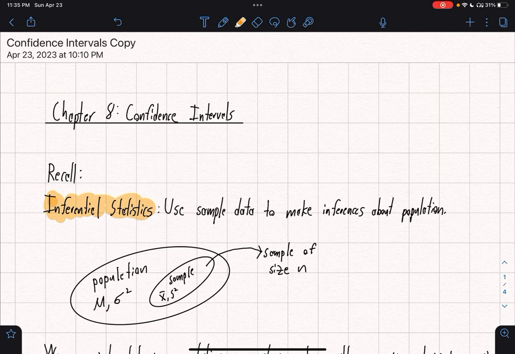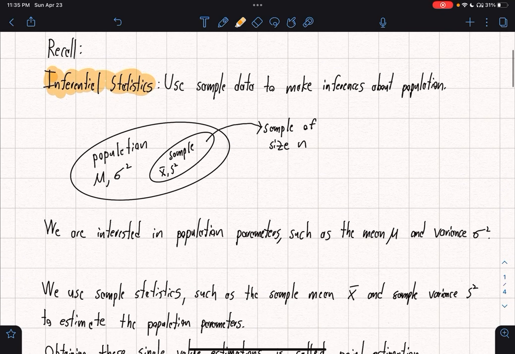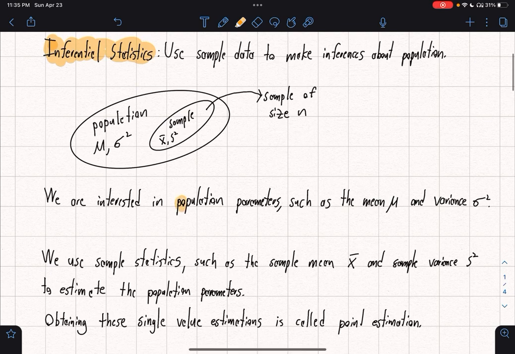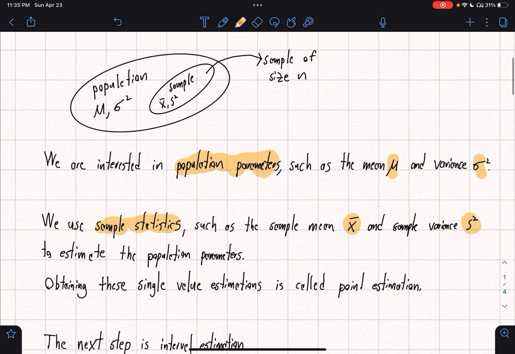We have the population with these true population parameters. We take samples, we calculate sample statistics. We use these sample statistics to make inferences about the population parameters. So this is just repeating what I just said. We're interested in the population parameters, such as mu, sigma squared. We use sample statistics, such as sample mean, x bar, sample variance, s squared. And we're using these to estimate the population parameters. And we called this process point estimation.